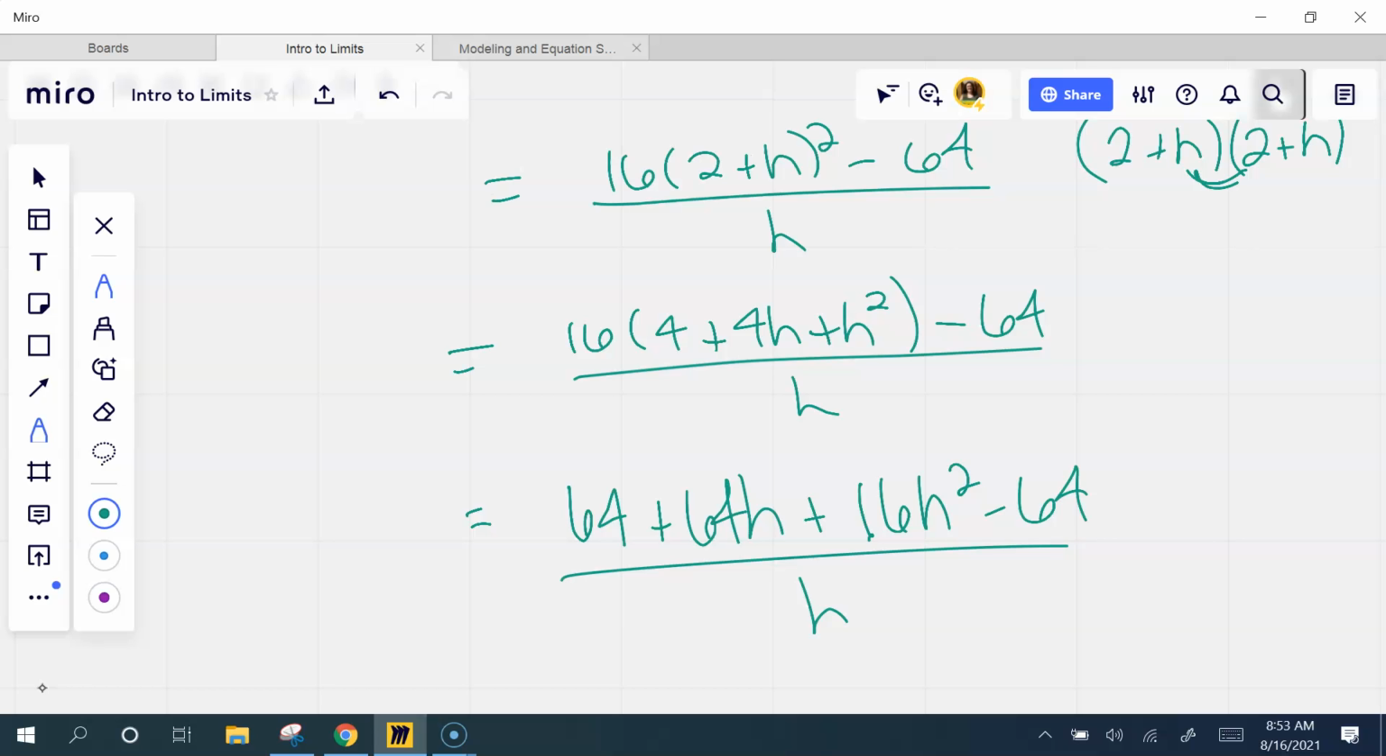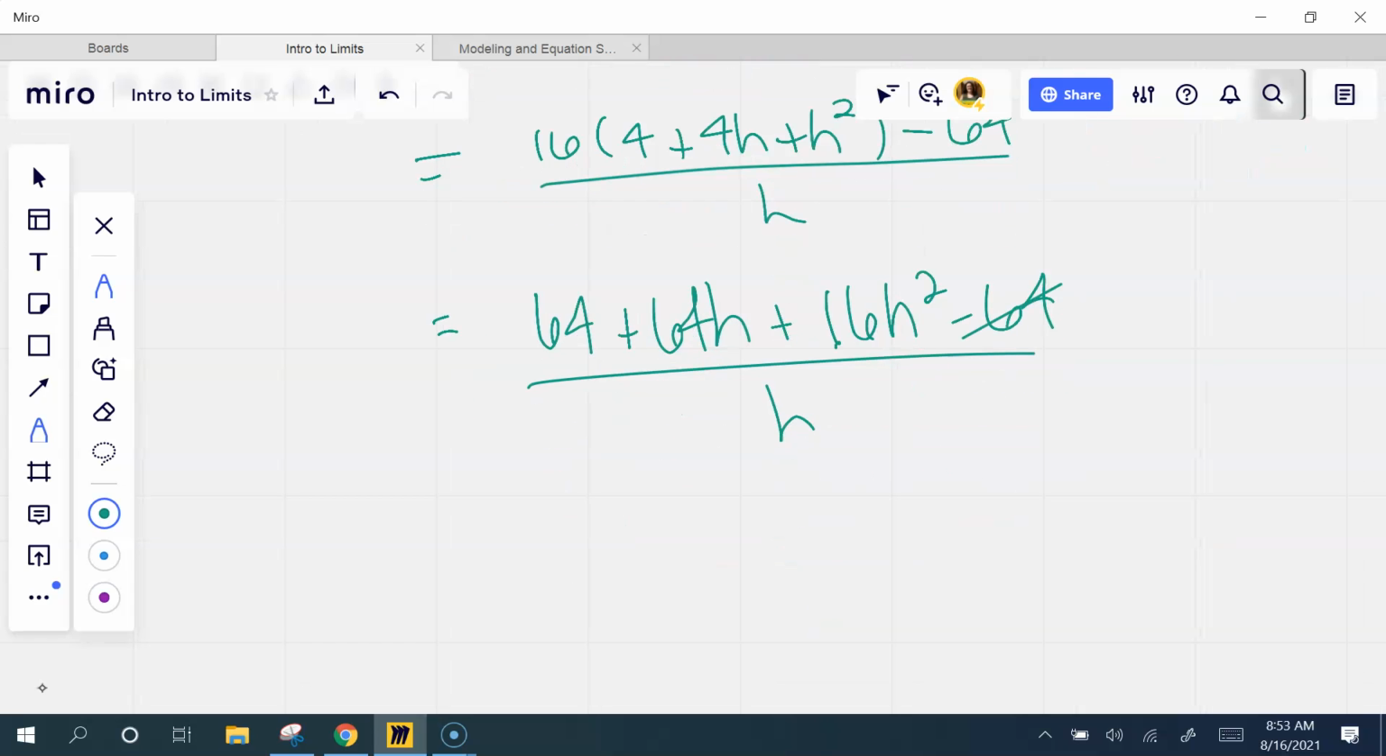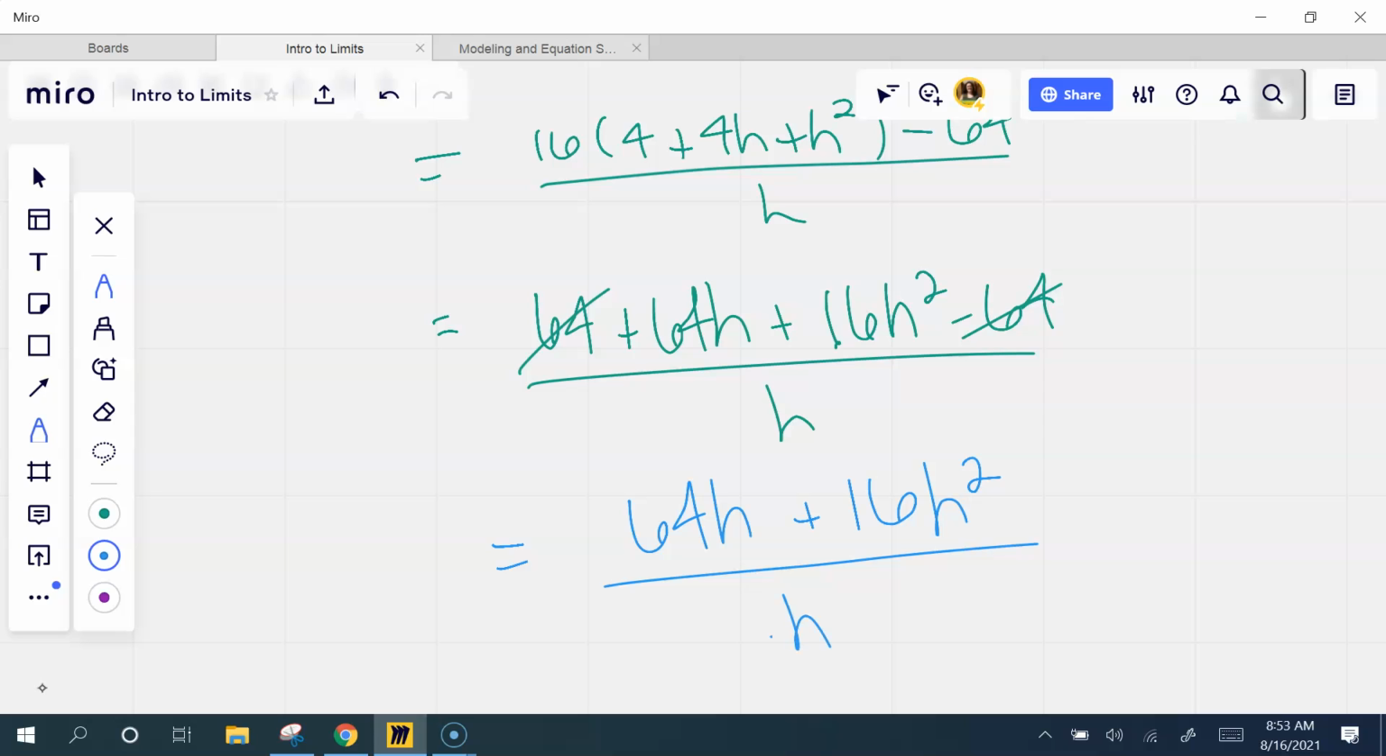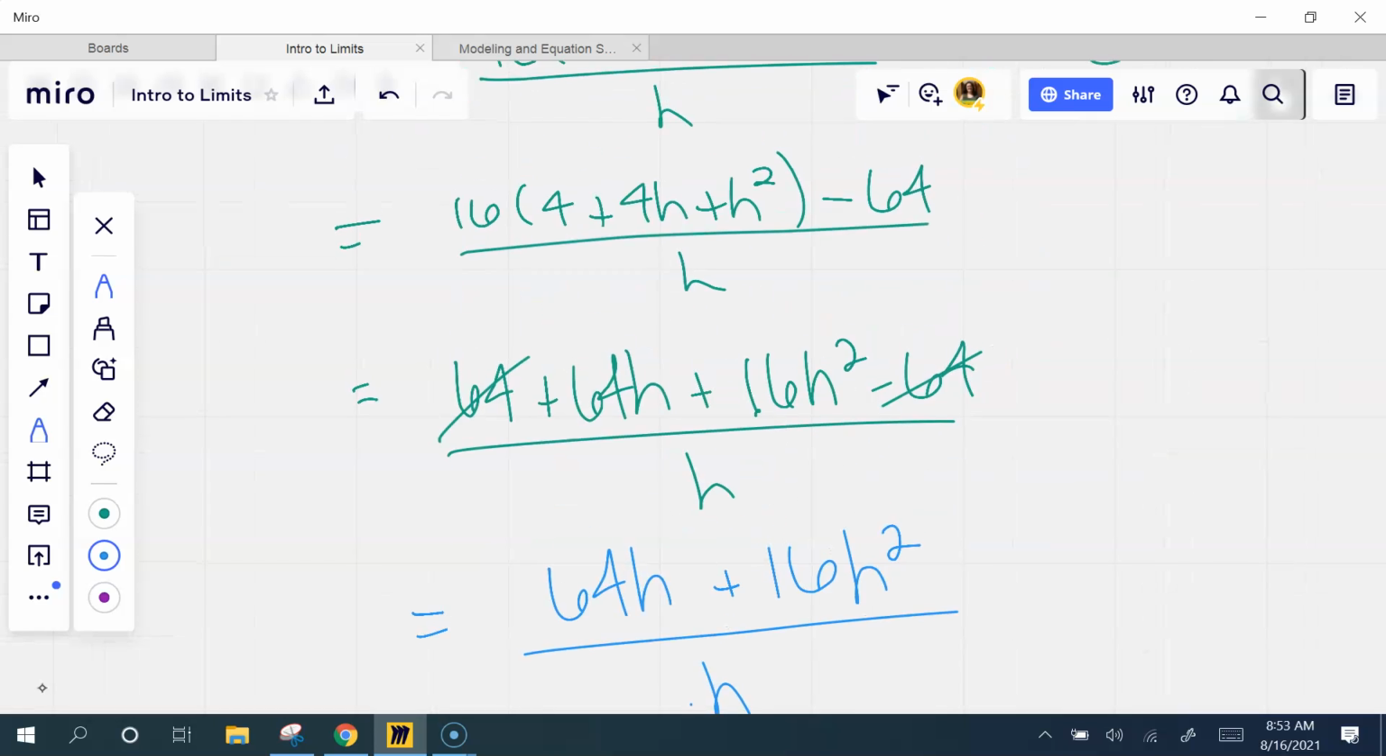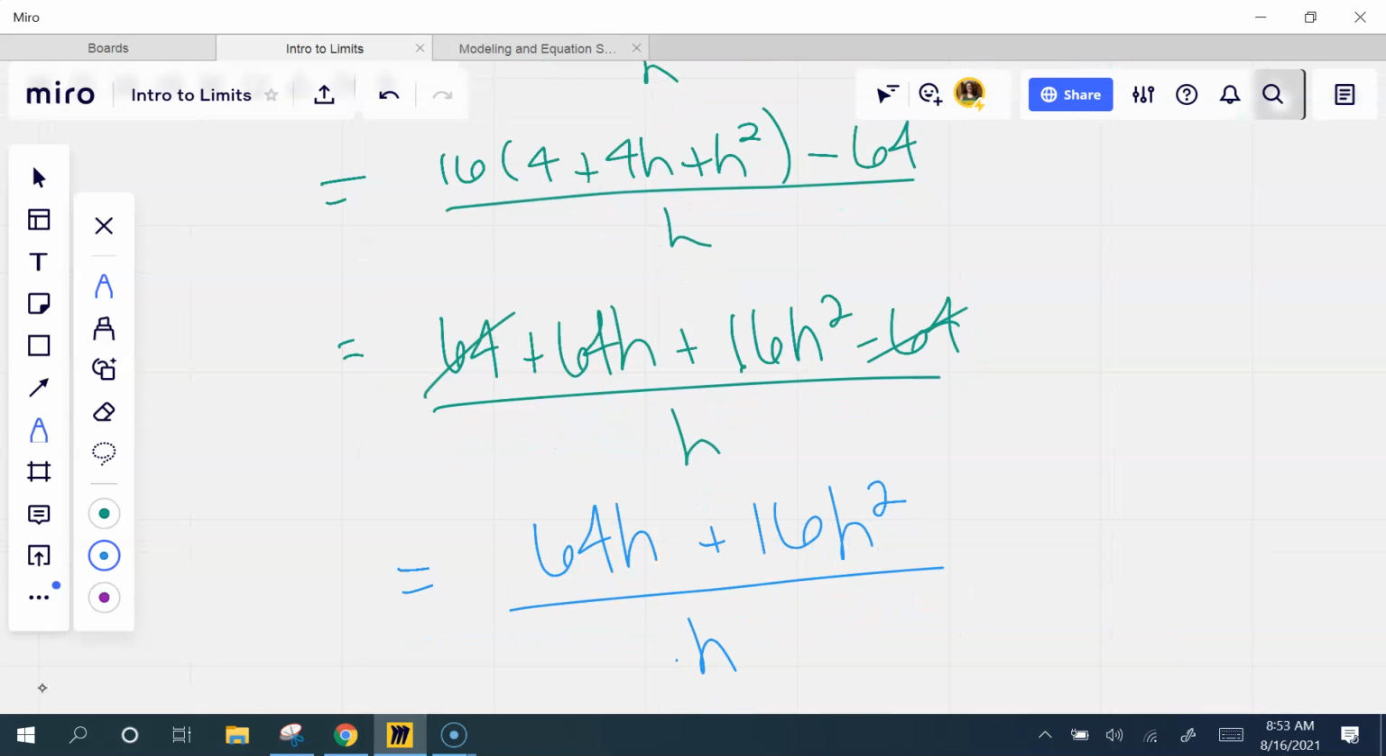What in the world is happening? The 64s cancel out. What else is happening? Yes, Noah. Say it again. You did say it, but you couldn't do it in the order you said it. You said it too early, because there were values without h's on them. I couldn't have canceled the h out at this step because the 64 didn't have an h, and you didn't know yet.